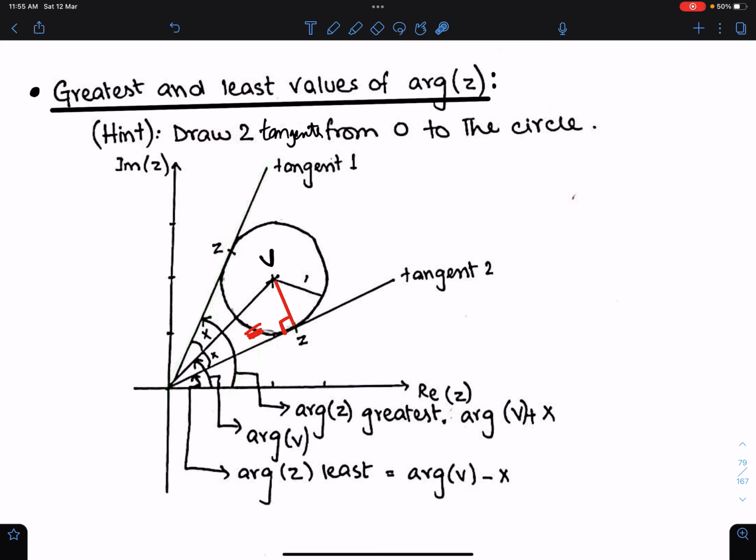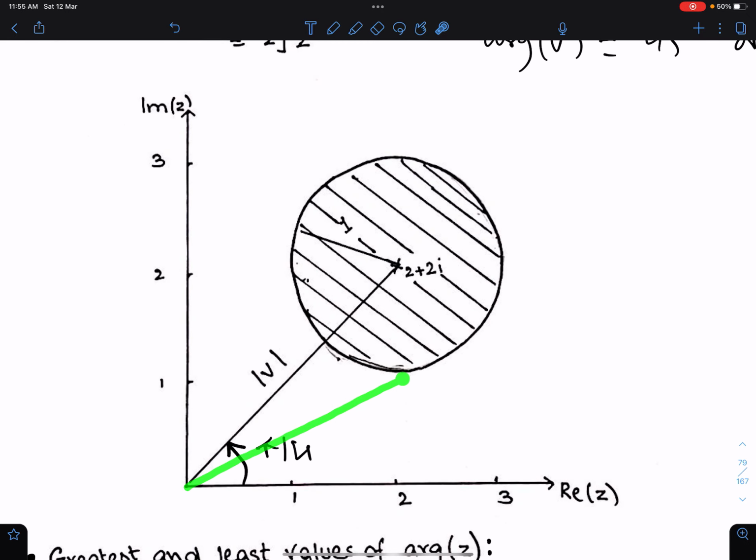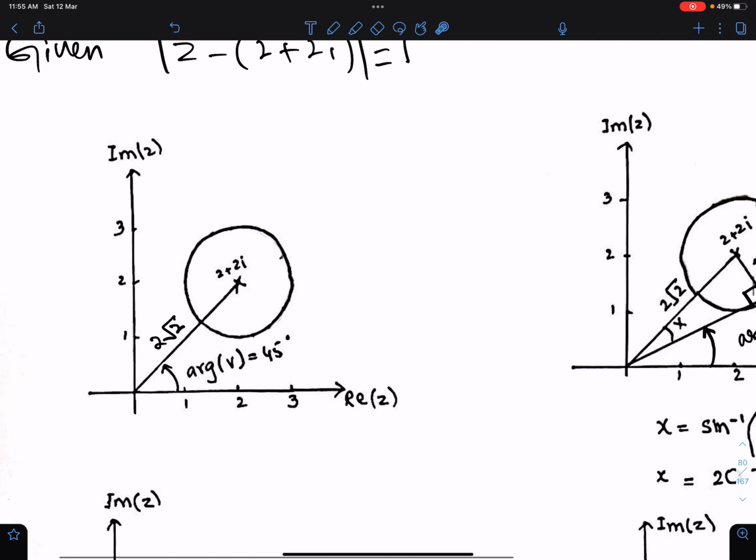Let's understand how to find these two angles. See, first draw two tangents to the circle from origin. And when z is here, this angle is the smallest, and when z is here, this angle is largest or greatest. So in order to find this angle, we must have this angle x, because this total angle is 45 or pi by 4. So once we have this angle, we can easily find this angle and this angle as well, because both triangles are congruent.